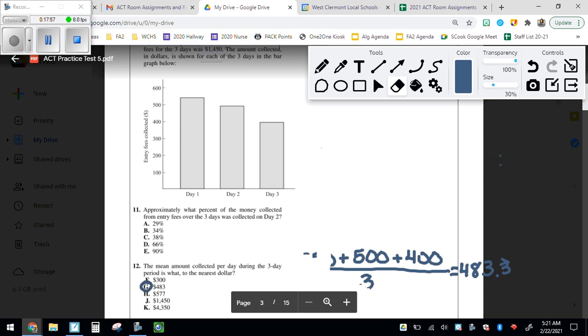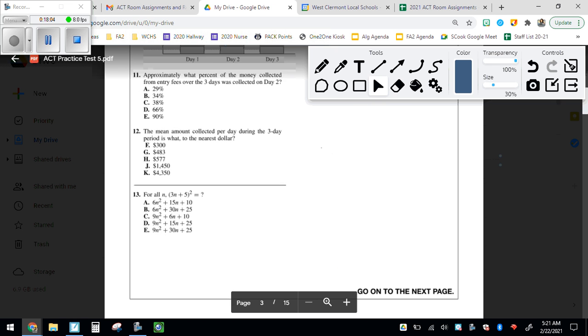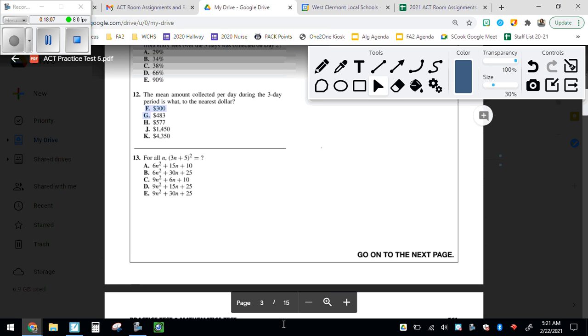All right, erase some stuff here. All right, 13 says for all n, 3n plus 5 squared equals. We just took our quiz on this on Friday, right? 3n plus 5 squared, a parentheses squared, means to do that parentheses twice. And then we're going to do this double distributing thing. So 3n distributed gets us 9n squared.